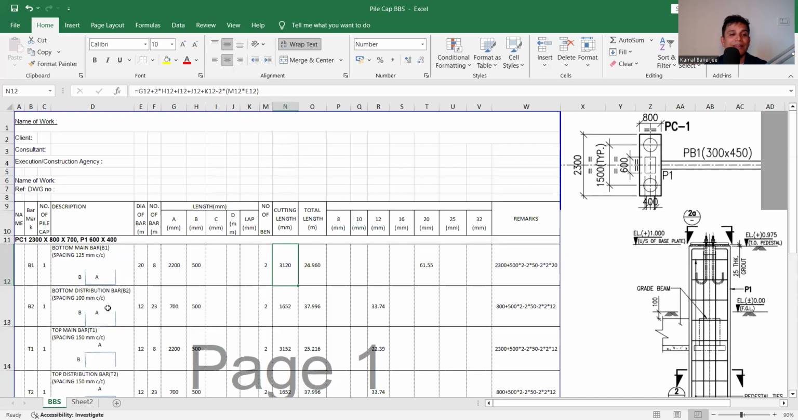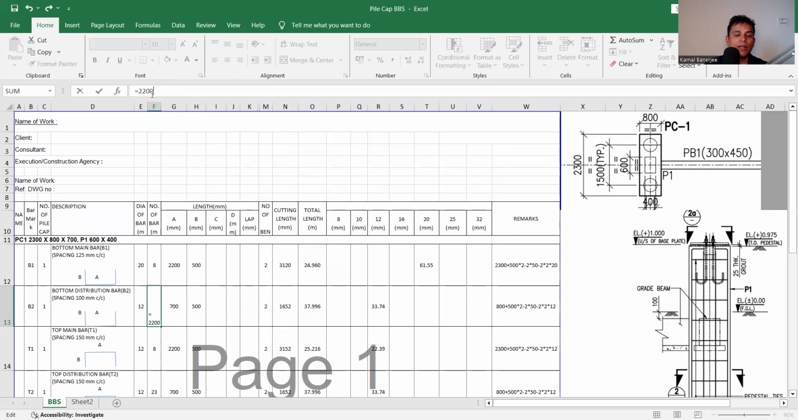Now in the other direction, that is bottom distribution, that means this direction, how much will it be? This 800, that means 50-50 minus, that is 700, and again this 50. So how much will be the number? Number will be 2200 divided by 100. It is coming 12, but 12 plus 1 spacing is there. So there will be 23 bar.